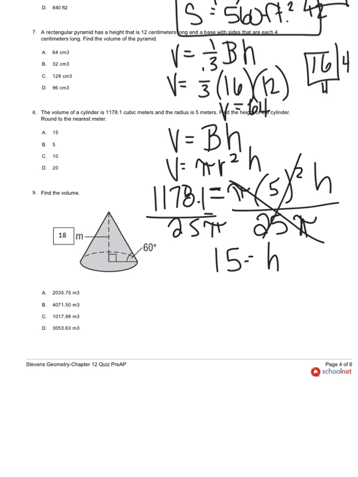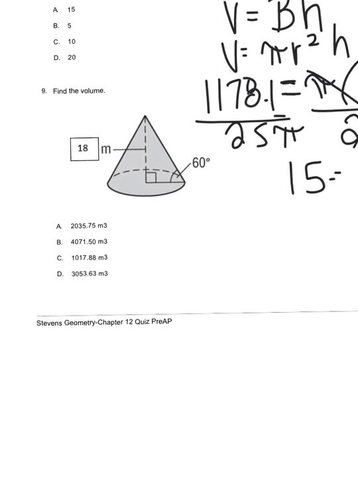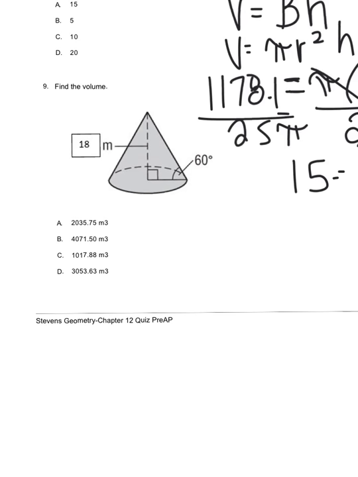Question number 9. Okay, it's a little bit trickier because here is this cone and it gave us a 60-degree angle. It gave us the height. It did not give us the radius. We can either use trig functions or special rights. Okay, first I need to find the radius of this.